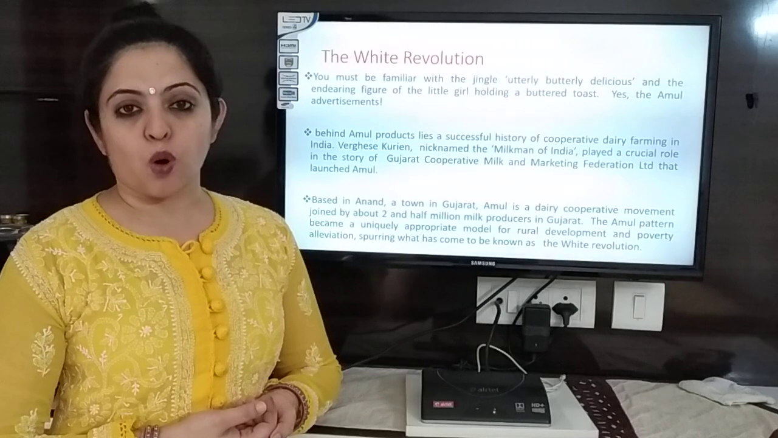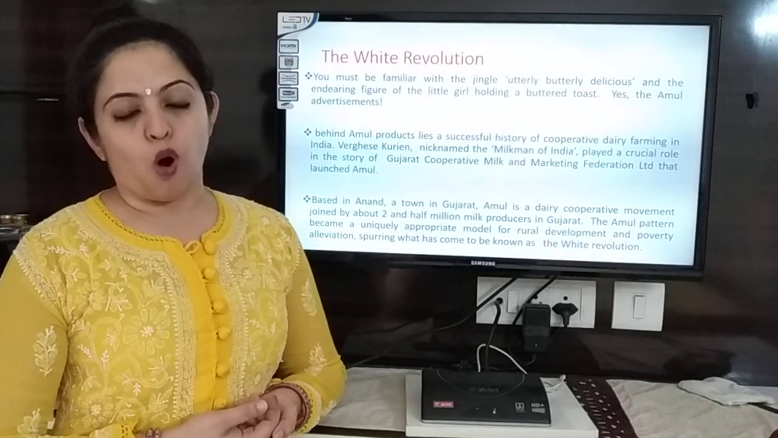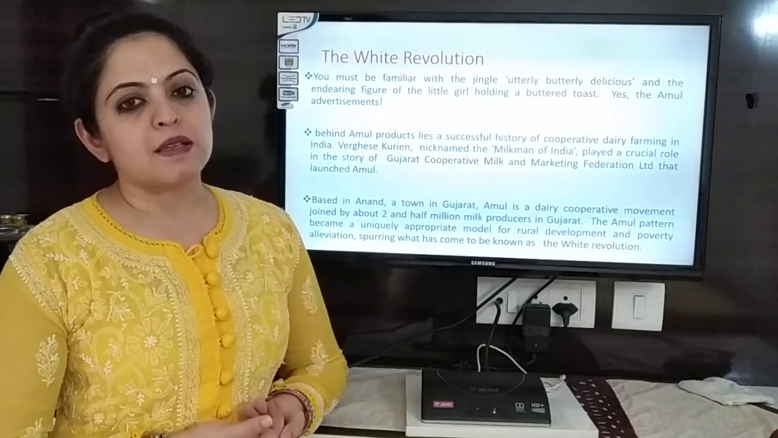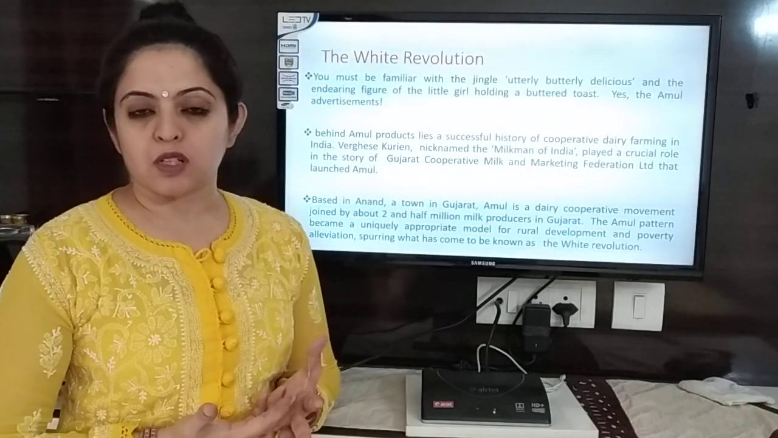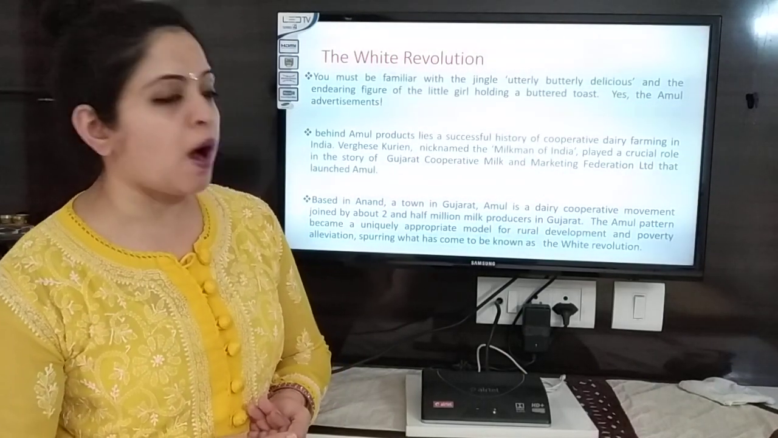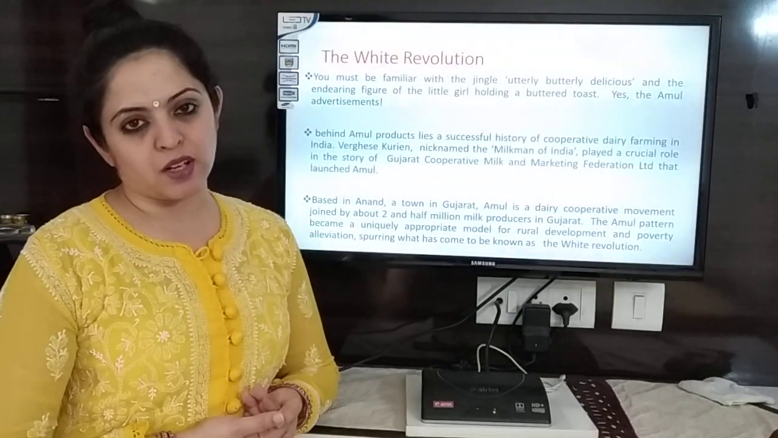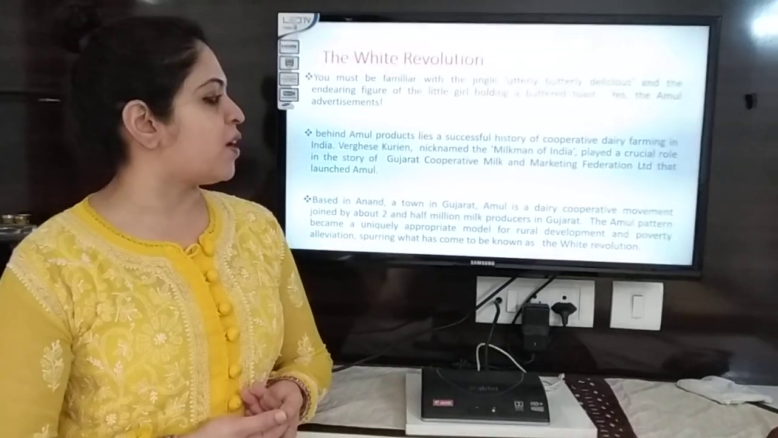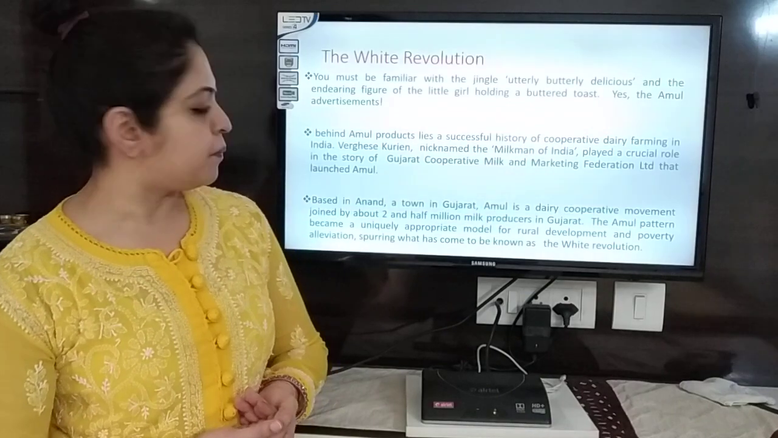Verghese Kurien, who is also called as the founder, the father of doubled up quantity of milk in the country, was given a respectable position after this Operation Flood became a success. He was the one who played a crucial role. He was often called as the milkman of the country. So he played a vital role in the story of Gujarat Cooperative Milk and Marketing Federation Limited, launched by Amul.